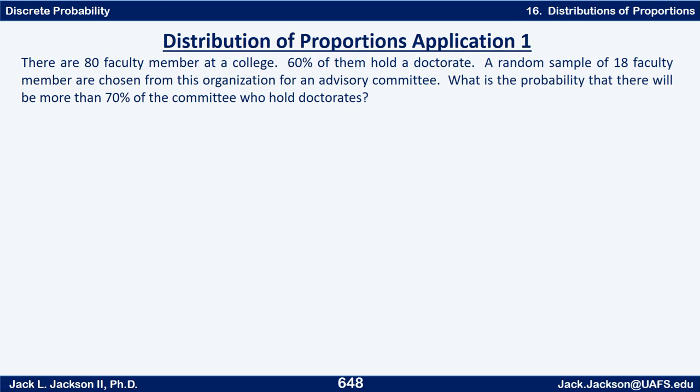There are 80 faculty members at a college. 60% of them hold a doctorate. A random sample of 18 faculty members are chosen from this organization for an advisory committee. What is the probability that there will be more than 70% of the committee who hold doctorates? Okay, press pause and work this out now.